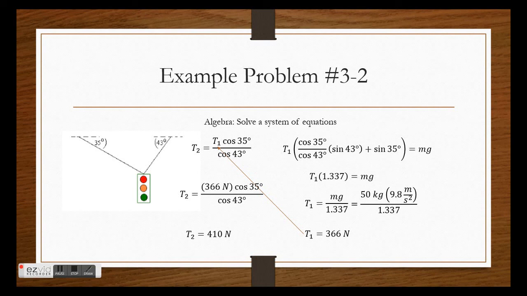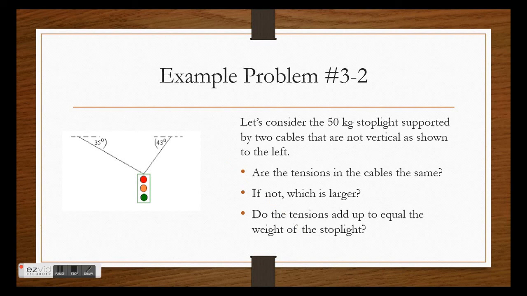So if we go back to our original three questions, are the tensions in the cable the same? No, they're not. If not, which one is larger? The one on the left, the one that's more horizontal, tends to have a larger tension. And do the tensions add up to equal the weight of the stoplight? Well, their magnitudes don't. No. The y components would. So what this would mean is that the weight of the stoplight is more supported by one of these cables than the other one.